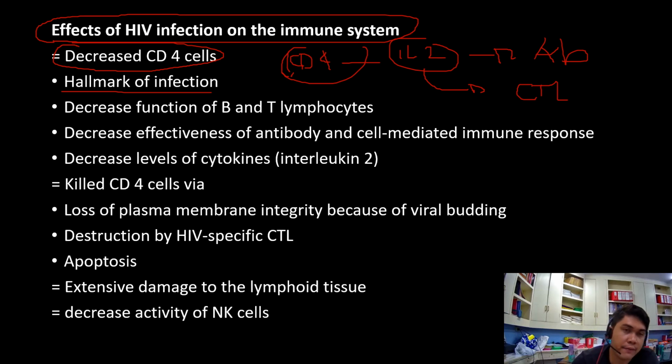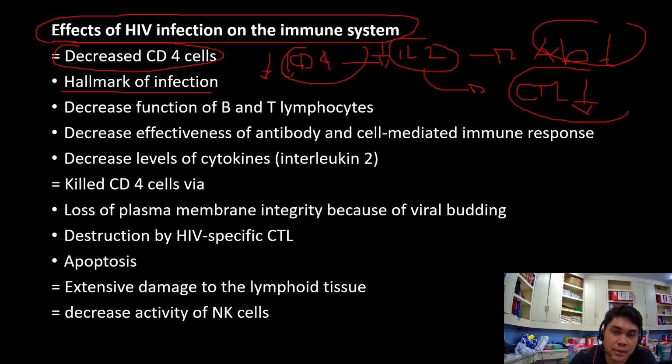Now in HIV infection, you have decreased CD4 cells, meaning you have decreased interleukin 2 production. With decreased interleukin 2 production, you'll have decreased antibody production and decreased activation of your CTL. So your body will not be effective in killing the antigen, which is the HIV. So we have decreased antibody production and decreased CTL activity, and it's due to the decrease in CD4. Another thing regarding HIV infection, you have increased CD8. Okay, diba?